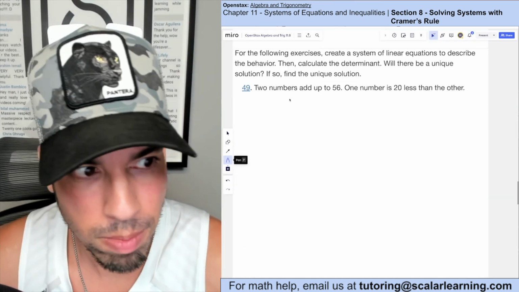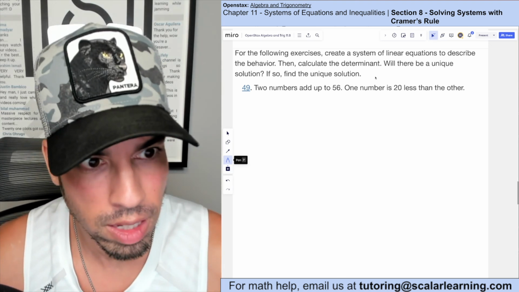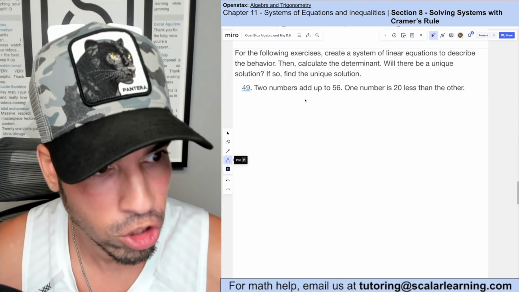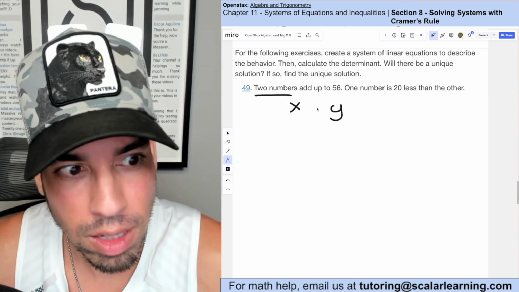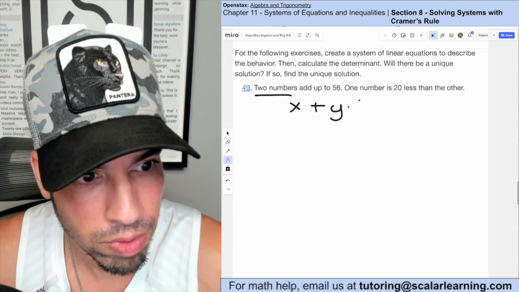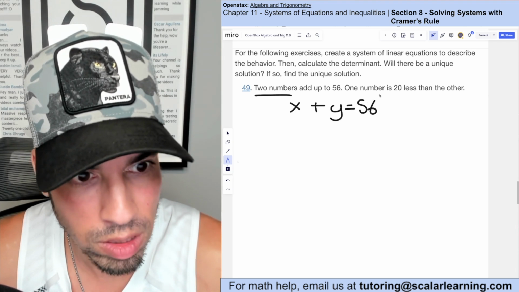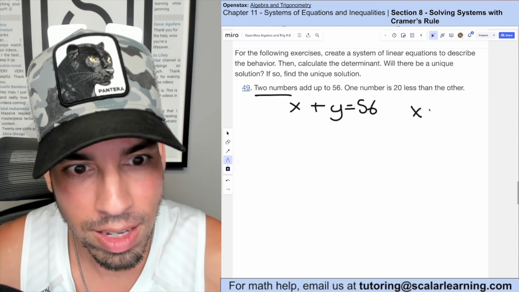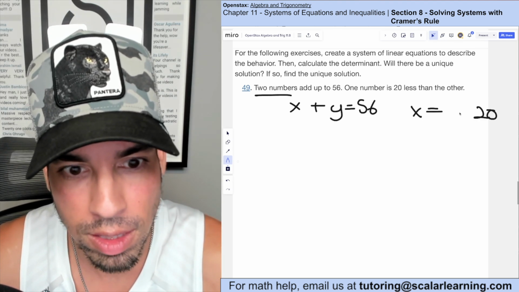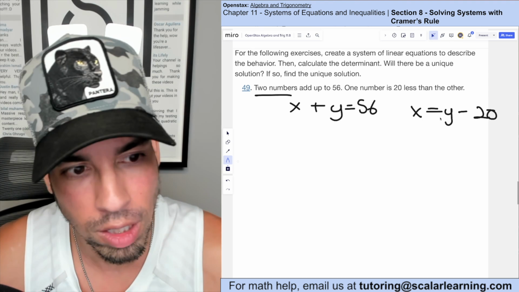So for this one, we're meant to make a system of equations and then use determinants, etc. So let's check it out. We've got two numbers. Let's call them x and y. And they say that they add up to 56. So we'll say x plus y equals 56. And then we also have this other equation. One number, let's call it x, is 20 less than the other number.